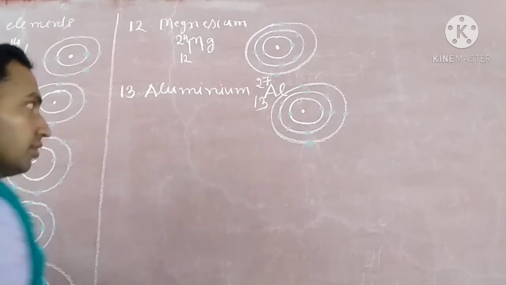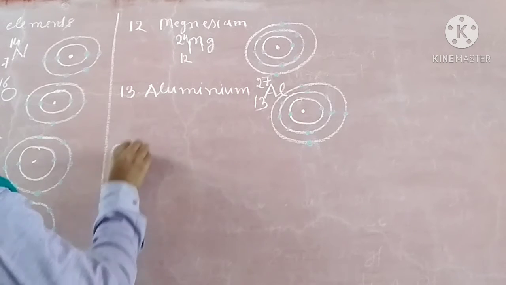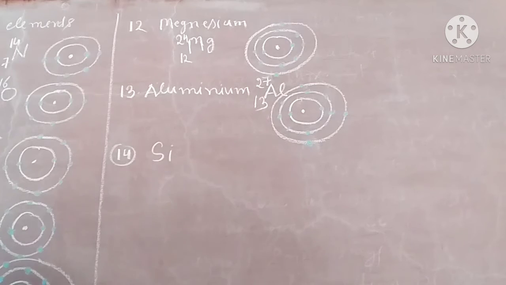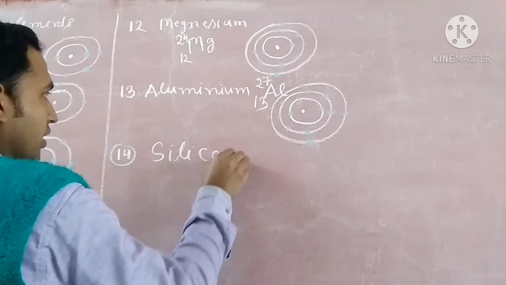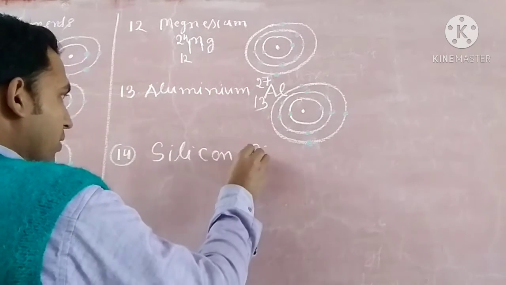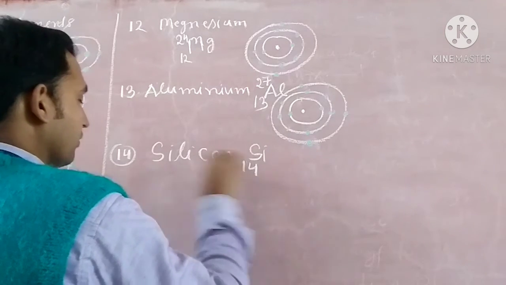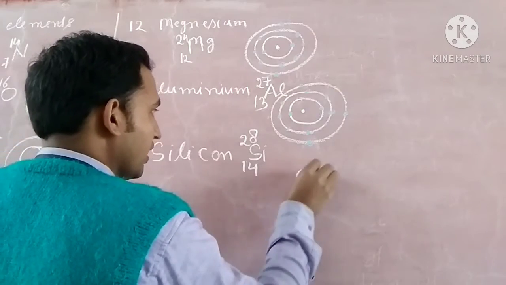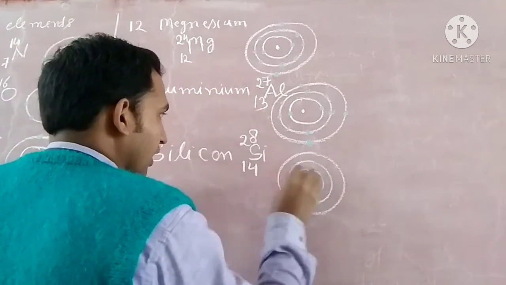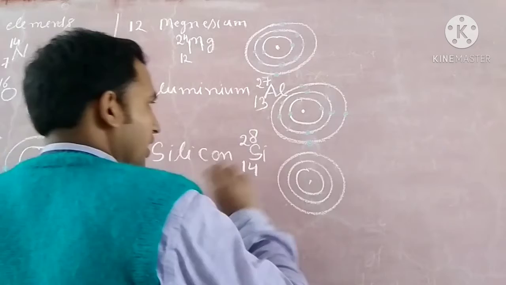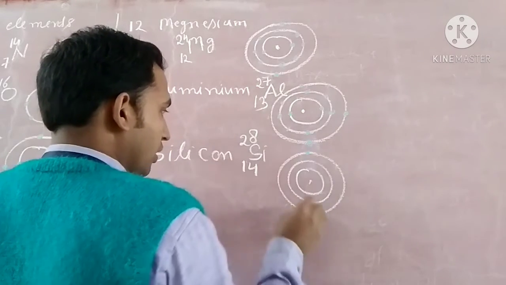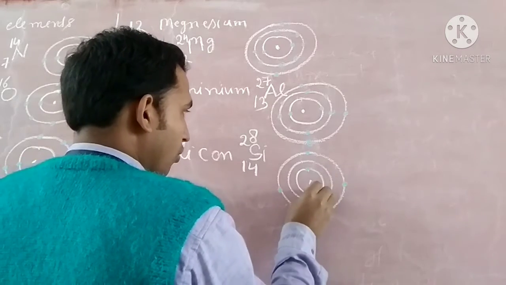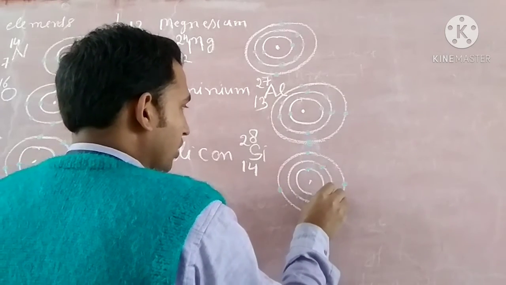Similarly, 14. The element name is silicon. Which element? Silicon. The symbol is Si. Atomic number 40. Mass number 28. Schematic diagram: first cell, second cell, third cell. How many electrons are present in the third cell? 4 electrons. 1, 2, 3, 4. There are 2 electrons, there are 8 electrons.